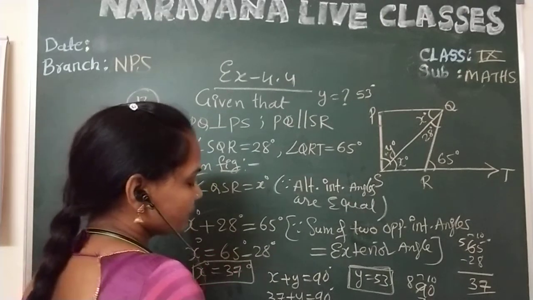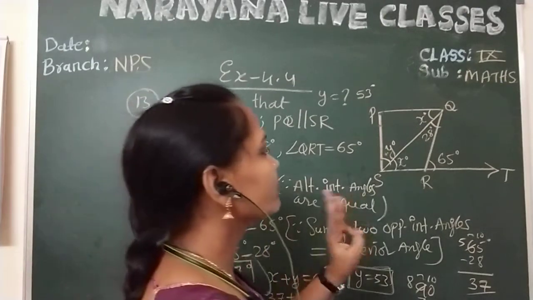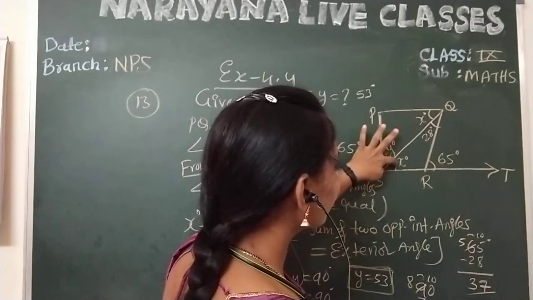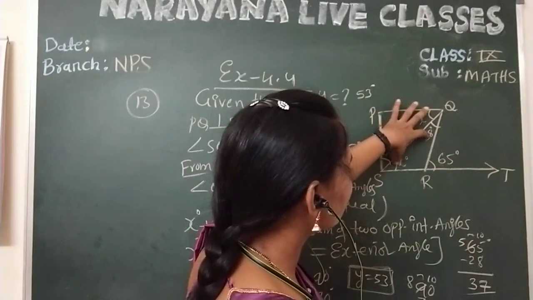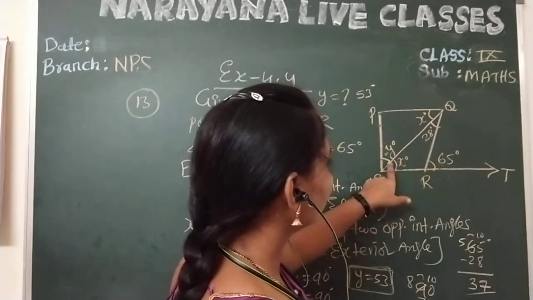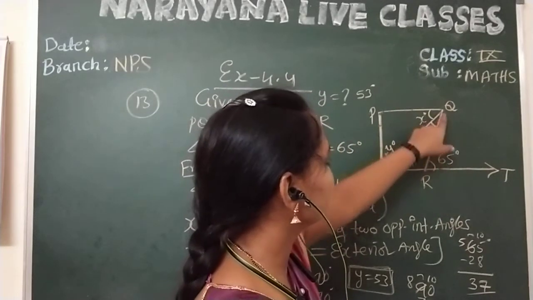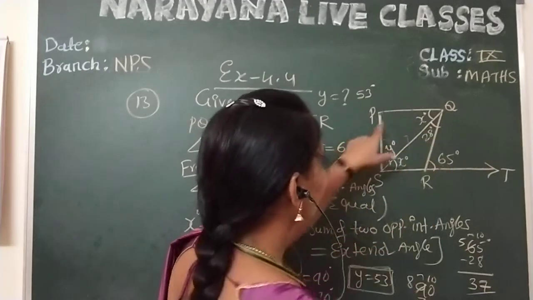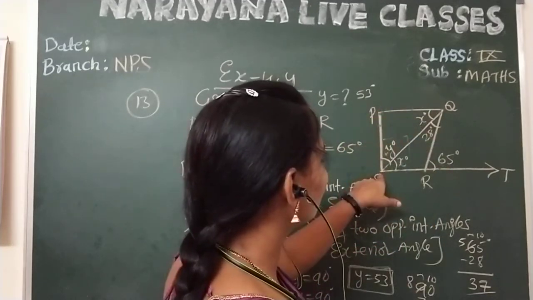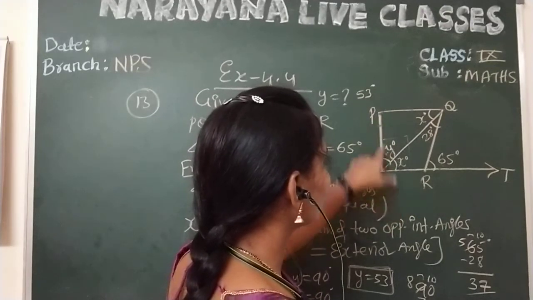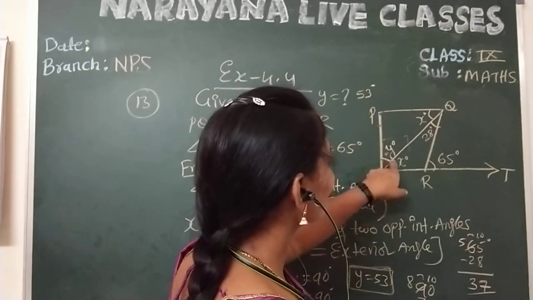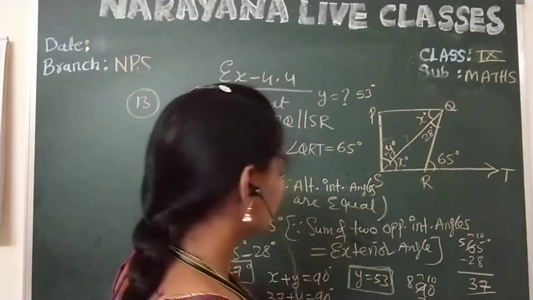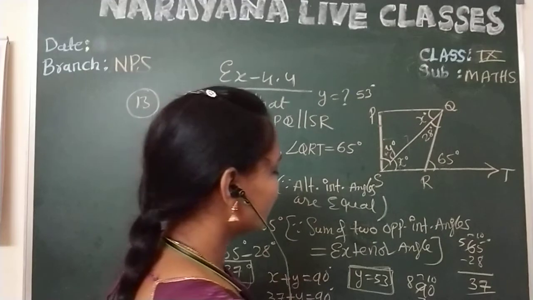Very simple. Here we are using three conditions: alternating interior angles, the sum of two interior angles is equal to the exterior angle, and the perpendicular property, which means 90 degrees. The sum of these two angles gives 90 degrees, because PQ is perpendicular to PS, so angle P is 90 and angle S is also 90. So the sum of these two angles is equal to 90 degrees, so that you will get the y value.